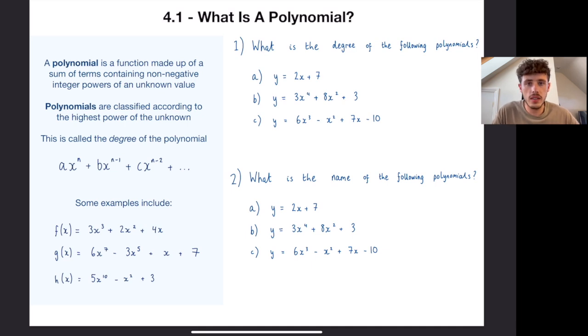All this means is that it's some kind of equation that might be x cubed plus 3x squared plus 2x plus 7. So it's the sum of those terms, and the powers on the x's, or any letter depending on what it is, have to be positive integers.